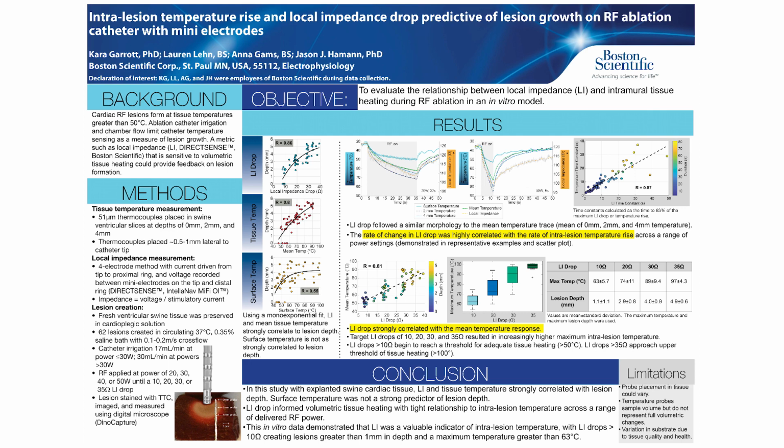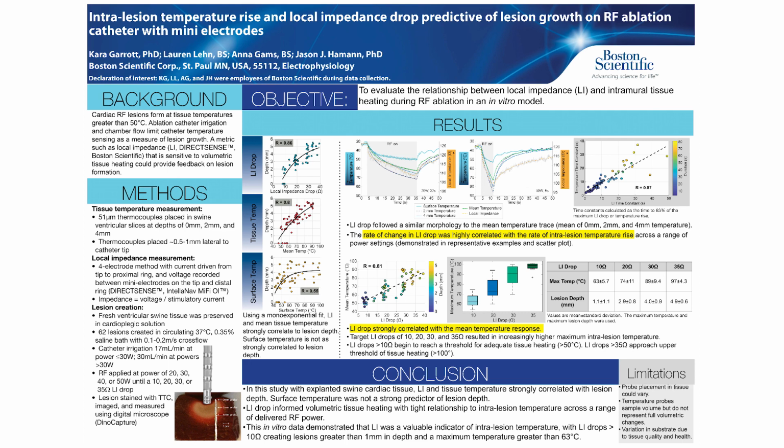RF was applied at powers ranging from 20 watts up to 50 watts to span an entire working range of low power up to high power. And RF was applied until a local impedance drop of 10, 20, 30, or 35 ohms was achieved. Lesions were stained with TTC, imaged, and measured.